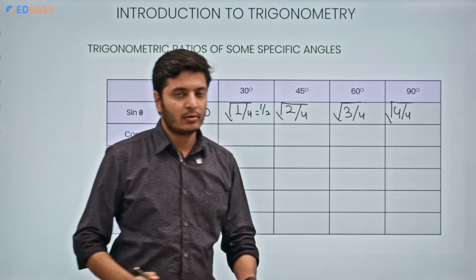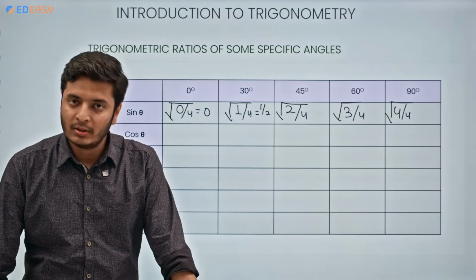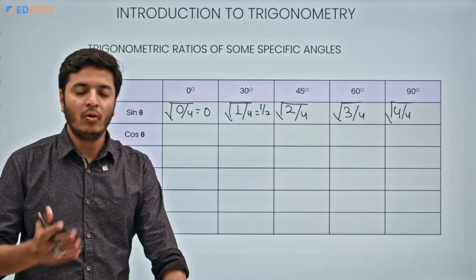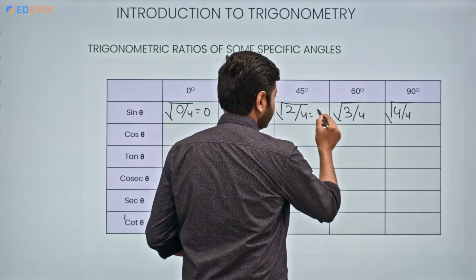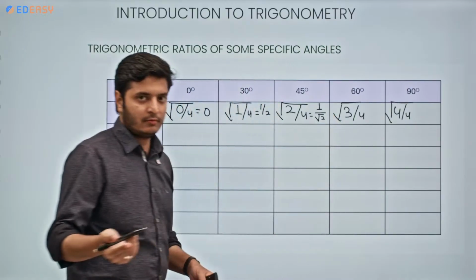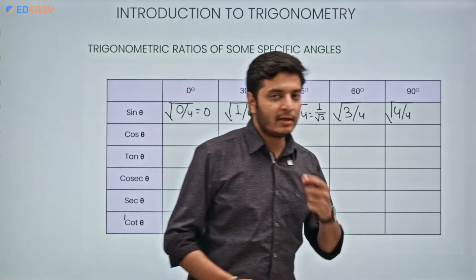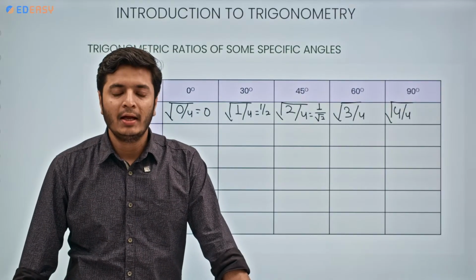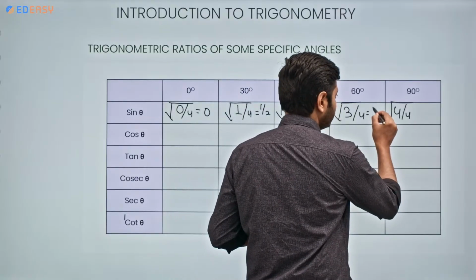Under root 2 by 4. 2 and 4 are divisible by 2. So it will become under root 1 by 2. Correct? Under root 1 by 2 doesn't have any specific whole number value. So we will go with under root 1 by 2 or 1 by root 2, because under root 1 is 1 only. So it will become 1 by root 2. Under root 3 by 4. Under root 3, okay, we can leave it as it is, under root 3, and under root 4 is 2. So this value will become root 3 by 2.